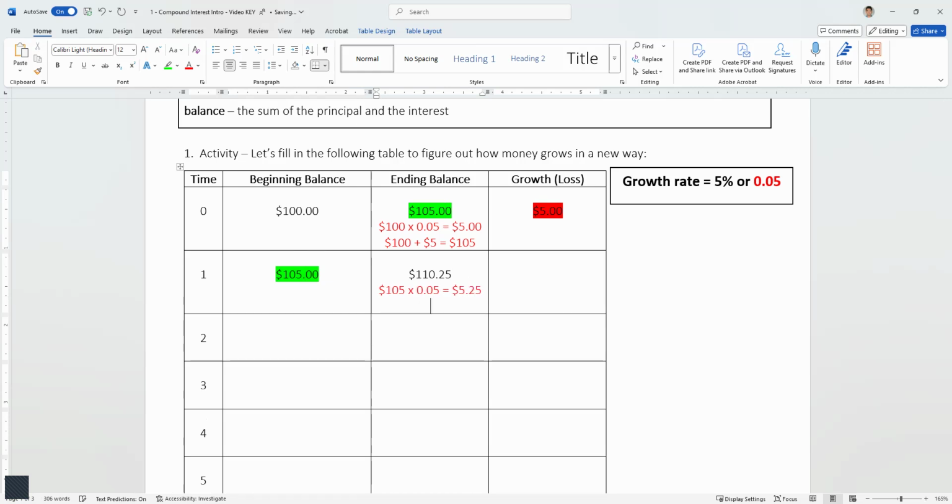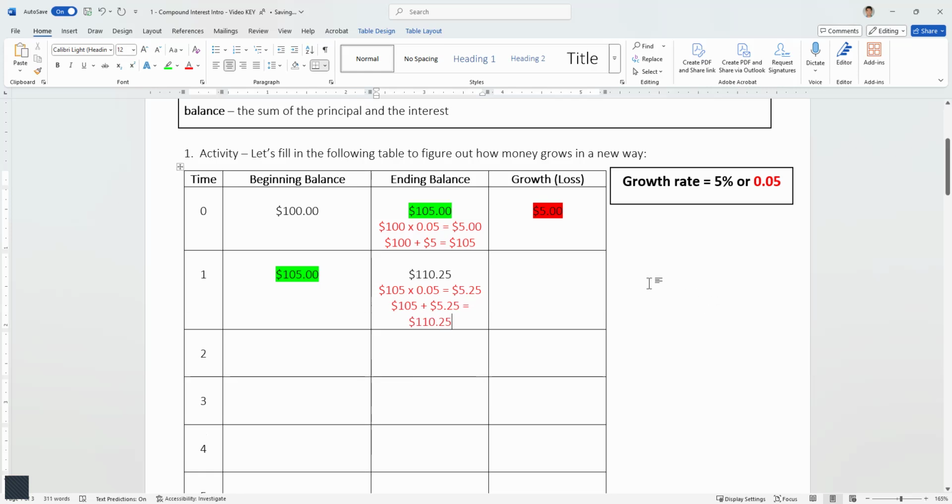$5.25. And then to get the ending balance, you would take the original balance plus the interest, right? So this is no different. This is just the simple interest formula that we've been using. And you're going to add all that together and get 110.25. In terms of the growth, if you want to calculate it, right, it would be the ending balance minus the beginning balance.